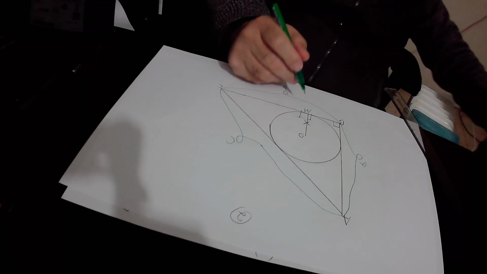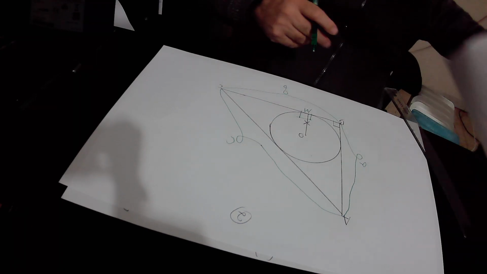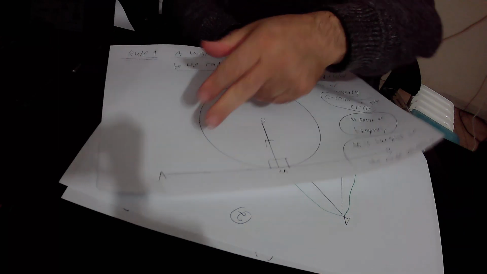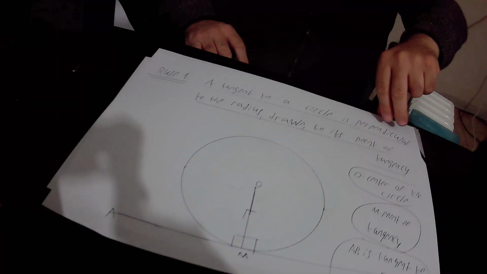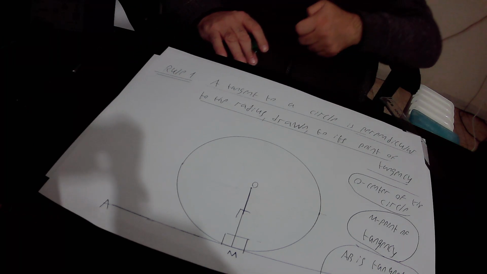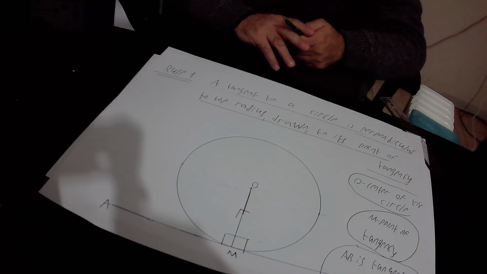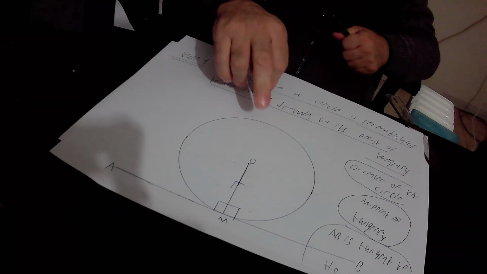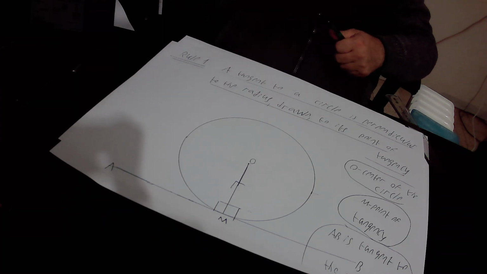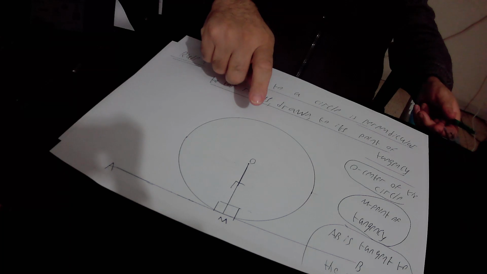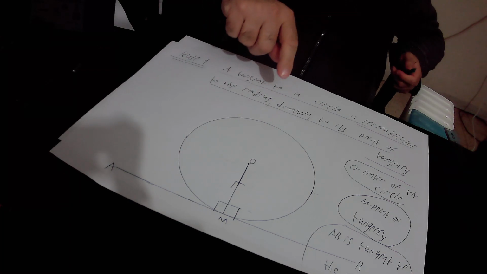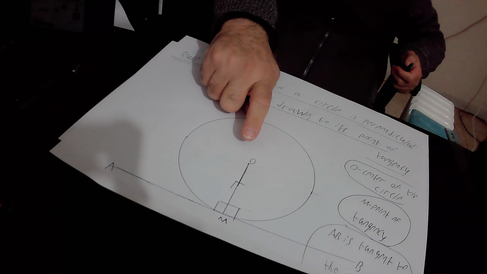I'll write quickly rule number 1. According to rule number 1, a tangent to a circle is perpendicular to the radius drawn to its point of tangency. Point O is the center of the circle. Point M is a point on the circle itself, therefore OM is the radius of this circle, that is equal to R.